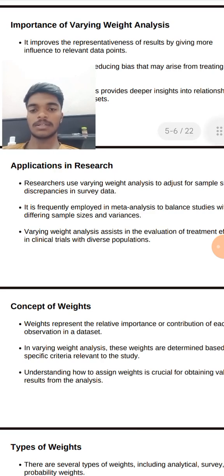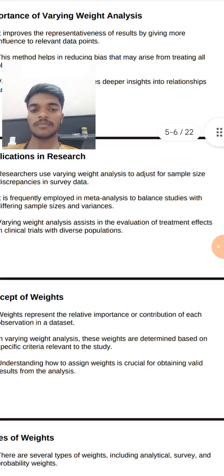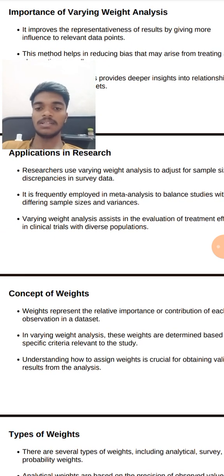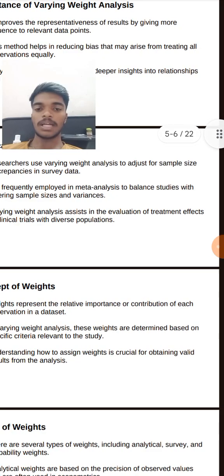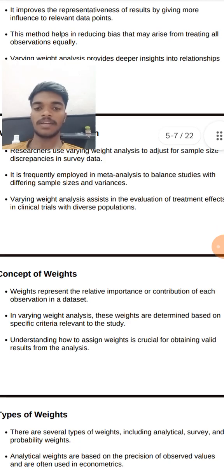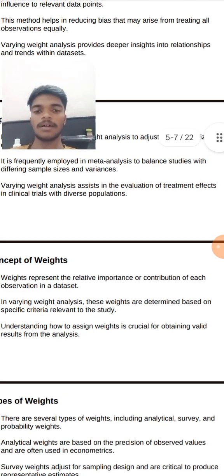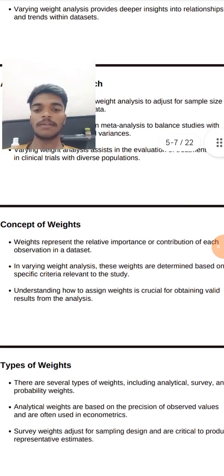Applications in research: researchers use varying weight analysis to adjust for sample size discrepancies in survey data. It is frequently employed in meta-analysis to balance studies with differing sample sizes and variances. Varying weight analysis assists in the evaluation of treatment effects in clinical trials with diverse populations.